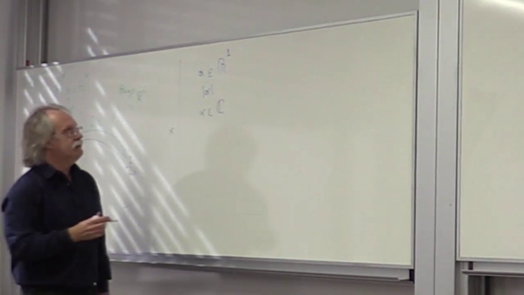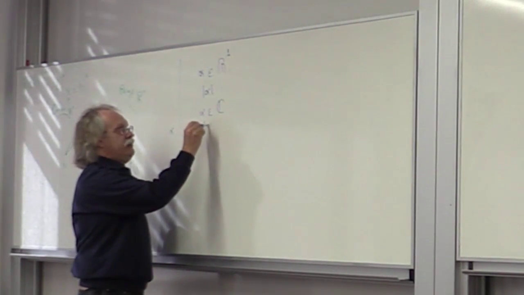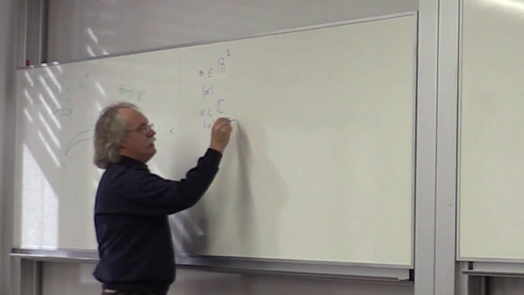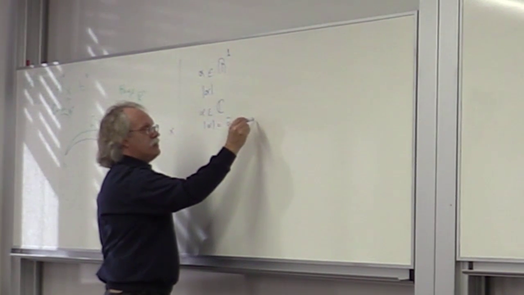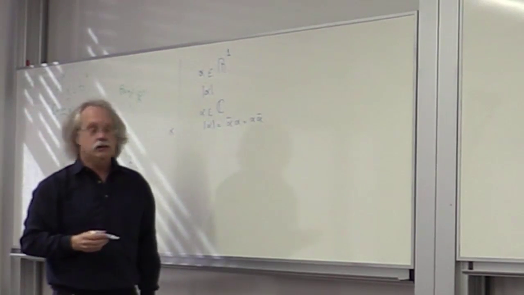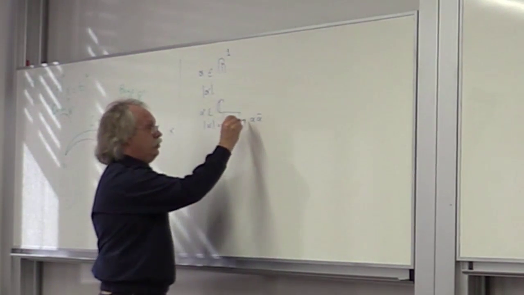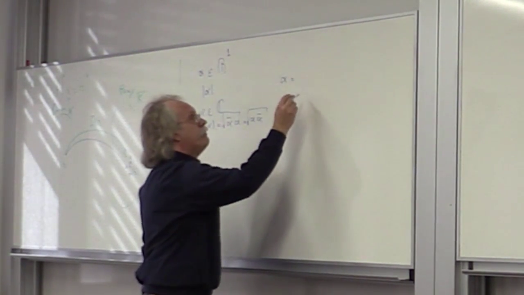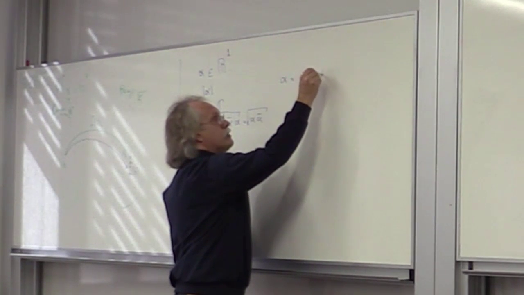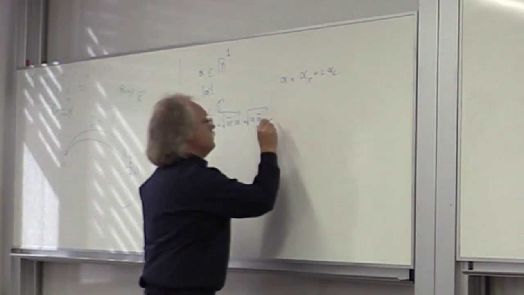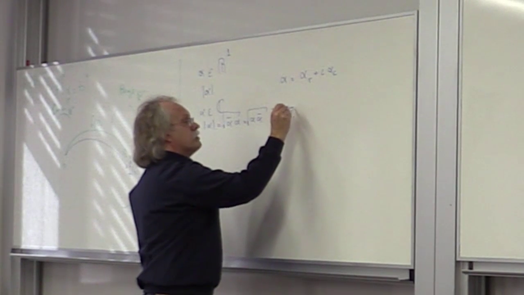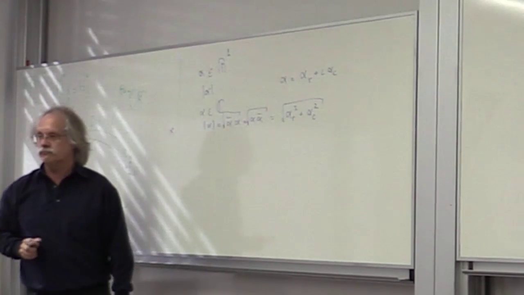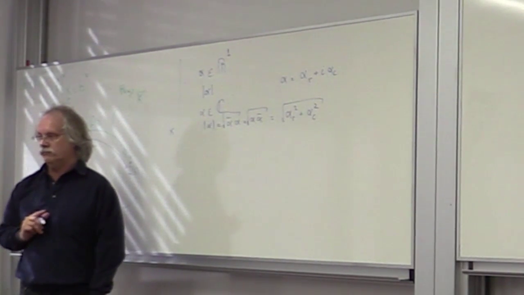Alpha times the conjugate. Well, you could say it's still the absolute value, right? But what you're saying is that's the same as the square root of alpha times its conjugate. Which is the same as, if you write alpha as its real part plus its imaginary part, the square root of the real part squared plus the imaginary part squared. Right? So far, so good.